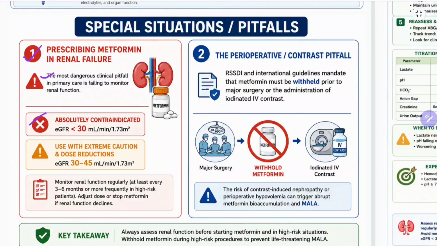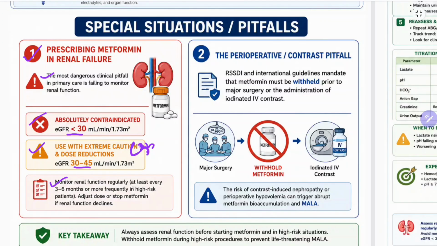So remember this point. Metformin is absolutely contraindicated when the patient's eGFR is less than 30 ml per minute. Okay, use with extreme caution and dose reduction when the eGFR is 30 to 45, which is stage G3b of glomerular filtration. Monitor renal function regularly, at least every 3 to 6 months or more frequently in high risk patients. Adjust dose or stop metformin if renal function declines.